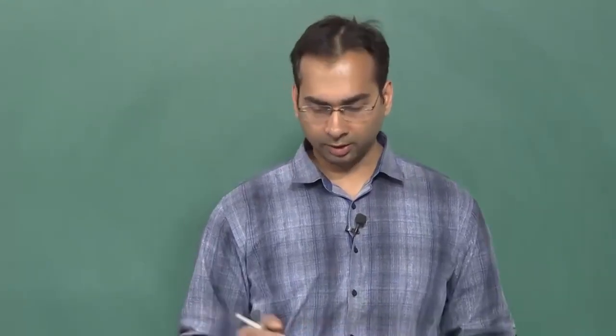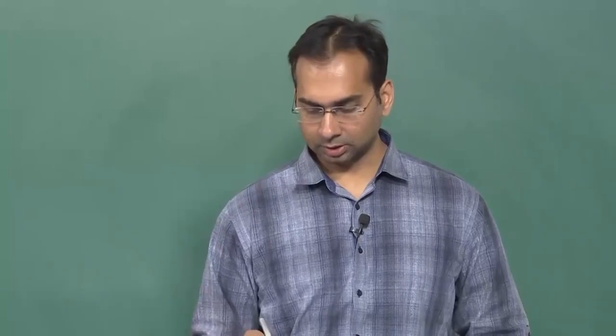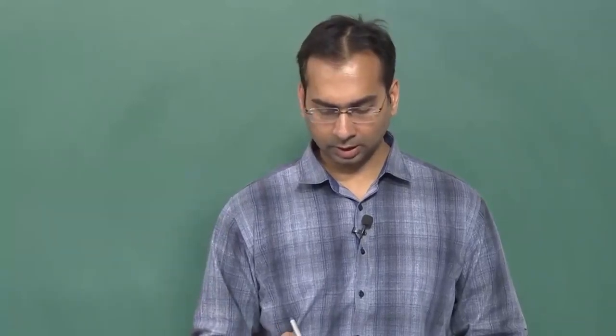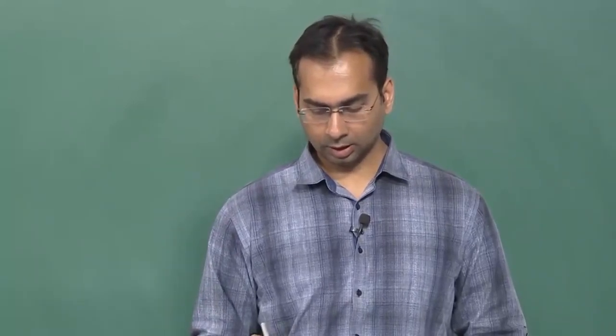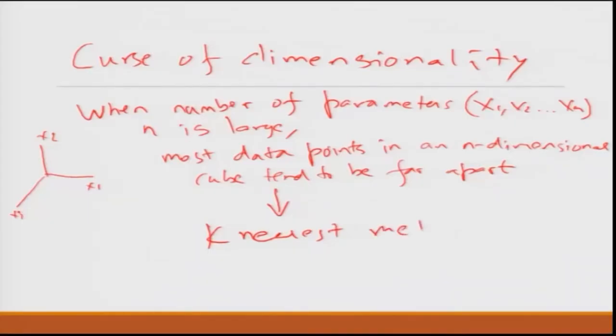So, unless you have a very huge number of data points, typically finding these neighbors and actually classifying them as neighbors becomes a question mark. So, when the number of parameters is large, because they tend to be far apart, it means that k nearest neighbor methods are unstable. So, you don't use these methods in this case.